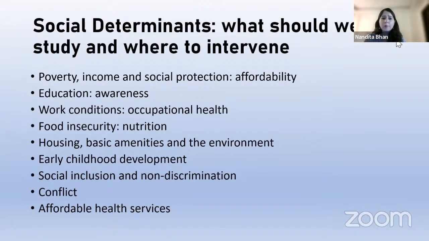But really, when we talk about determinants, there are a range of factors that people study. So for example, we study poverty, income, and social protection, talking about how affordability affects health. You talk about education and think about how awareness affects our uptake of any kind of positive health behavior. You talk about work conditions, issues of migrants, occupational health, what are some interventions at the workplace that can enable maybe happier employees. You talk about food insecurity.